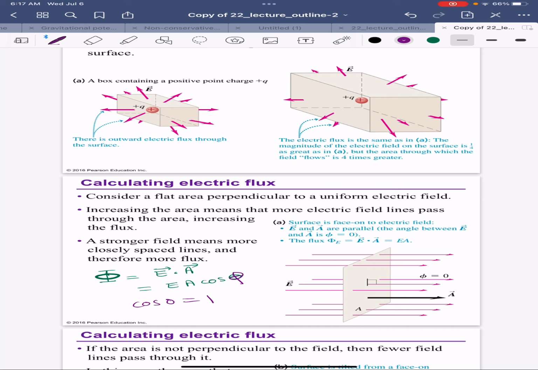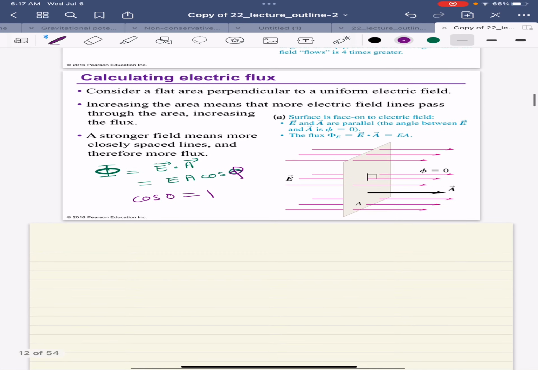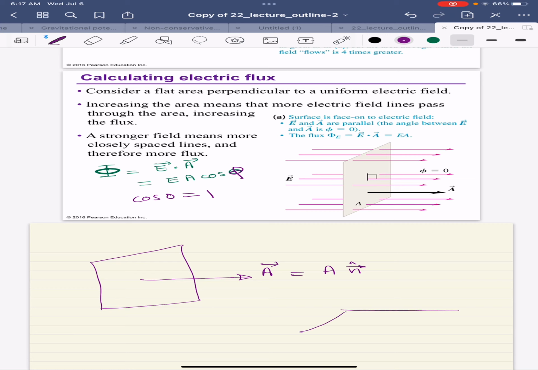Something that I want you to know is that the area vector is a vector that is perpendicular to the area. If I have the area like this, it is a vector, and we say it is A times the normal on that area. If I have an area here, this is the area vector. It's always perpendicular.